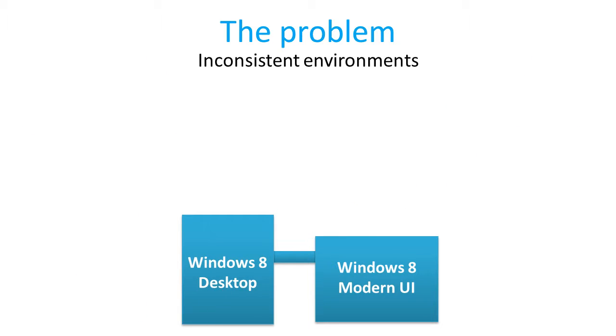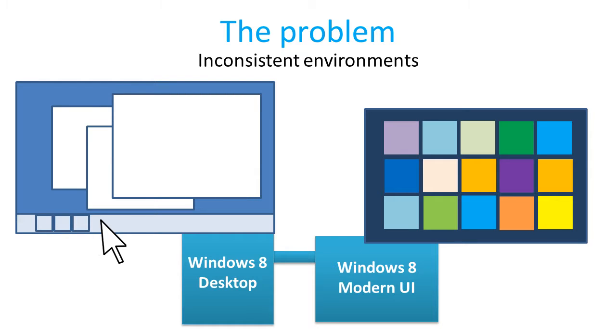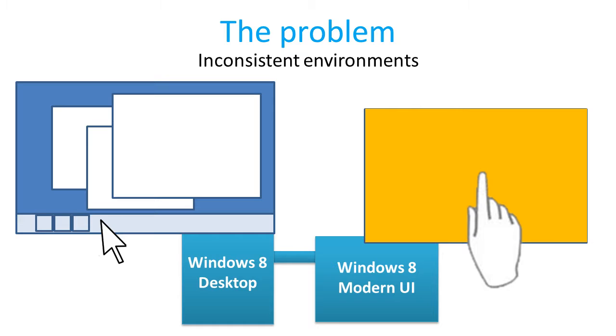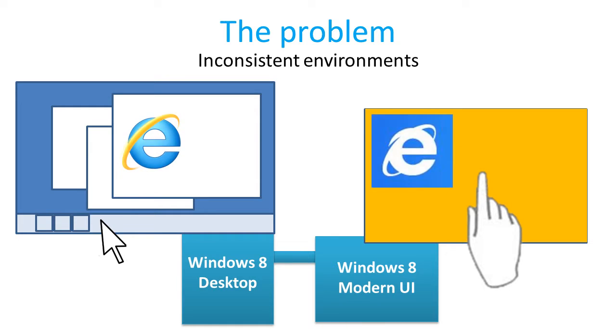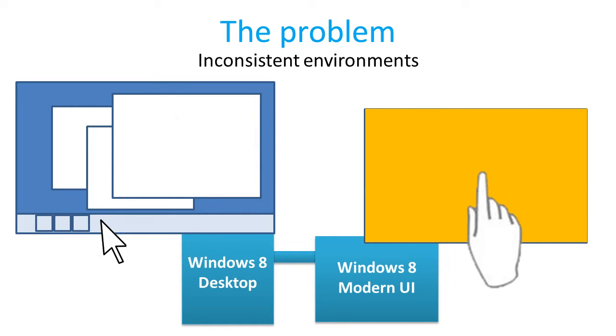The problem is that these two interfaces act like two different environments that are not very consistent with each other. The desktop works with windows, while the modern interface works with apps organized in a home screen that can be launched in full screen. This led Microsoft to develop different versions of their applications for the two environments, such as Internet Explorer, Photo Viewer, and OneNote. This confuses people as to which application they should use. Furthermore, the modern interface sometimes intrudes into the desktop.